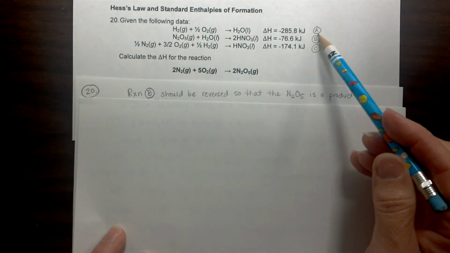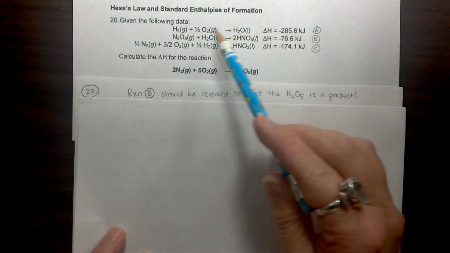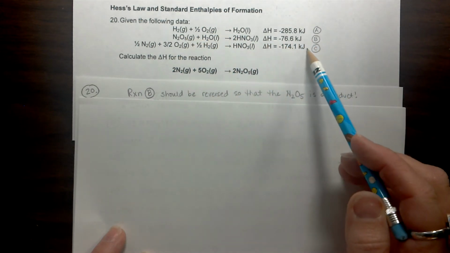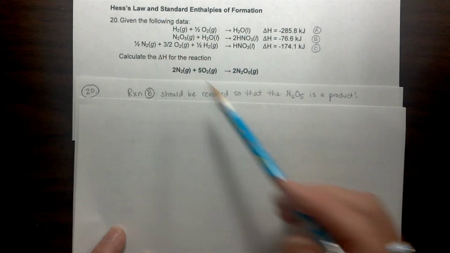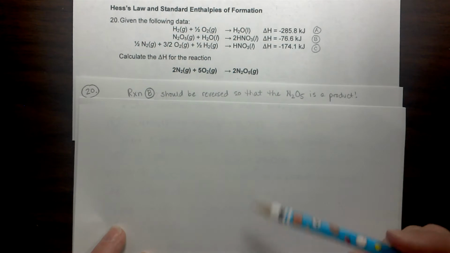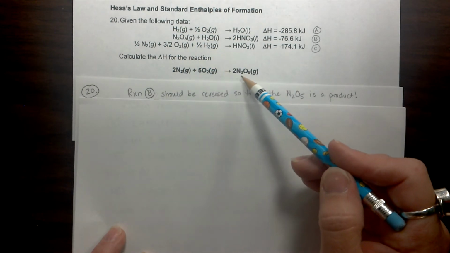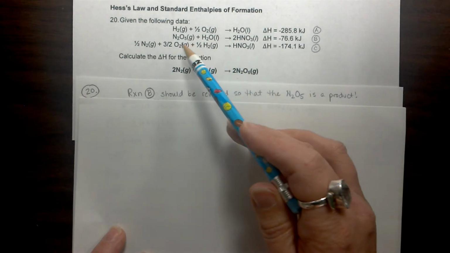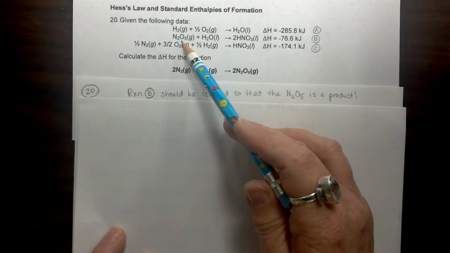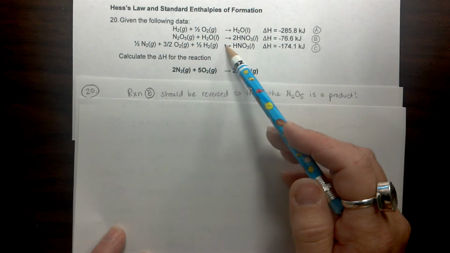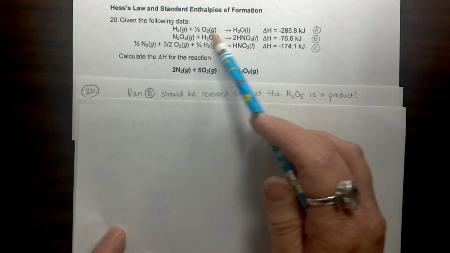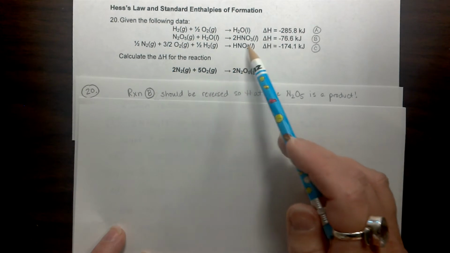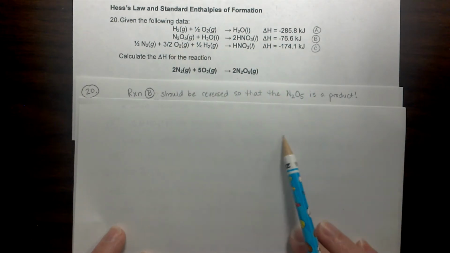So I'm going to call this first reaction reaction A. I'm going to call this reaction B. And I'm going to call this reaction C. That's simply to keep track of what we're doing. Now if you look, our product of what we want is dinitrogen pentoxide. Well, dinitrogen pentoxide is only in reaction B. It's nowhere else. So in order for it to become a product, that's what we want, right? This is our goal. We're going to have to reverse reaction B.